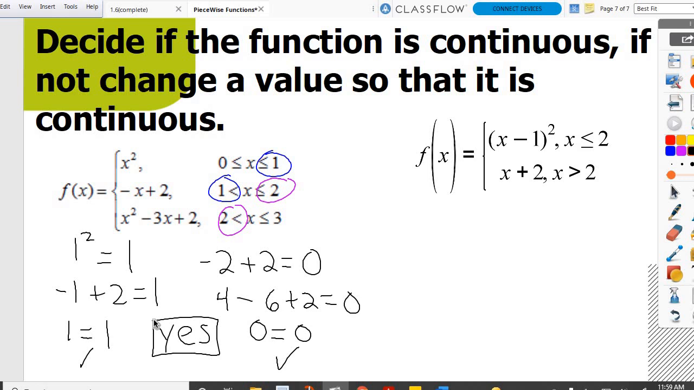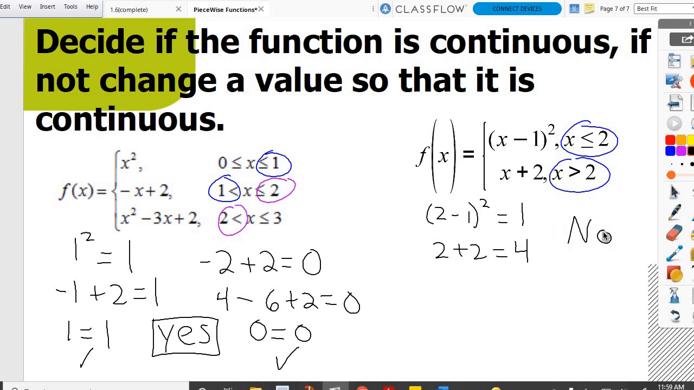Okay, so on my next one, what value do they overlap at this time? 2. So what do we need to plug in? 2. So what do I get for my first piece? 2 minus 1, 1 squared is 1. What about for my second piece? 4. Do those two things equal each other? No. So is this continuous? No. But notice the second part of our instructions. Say if it's not continuous, we need to change a value.